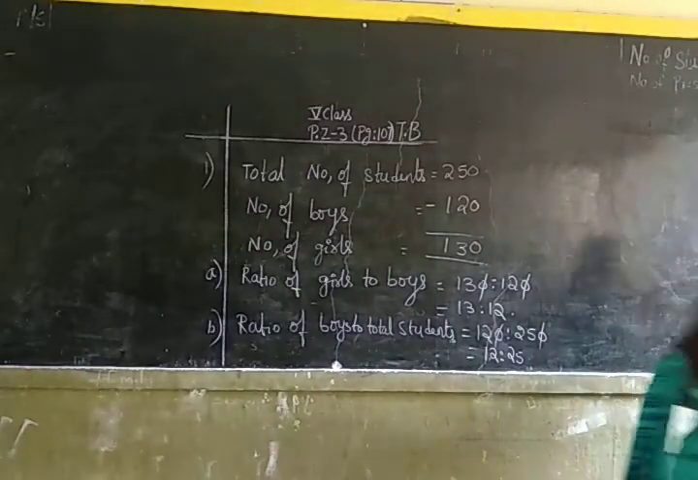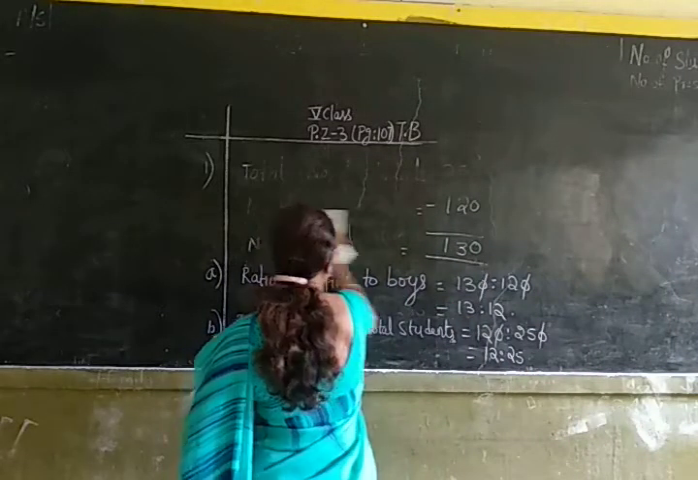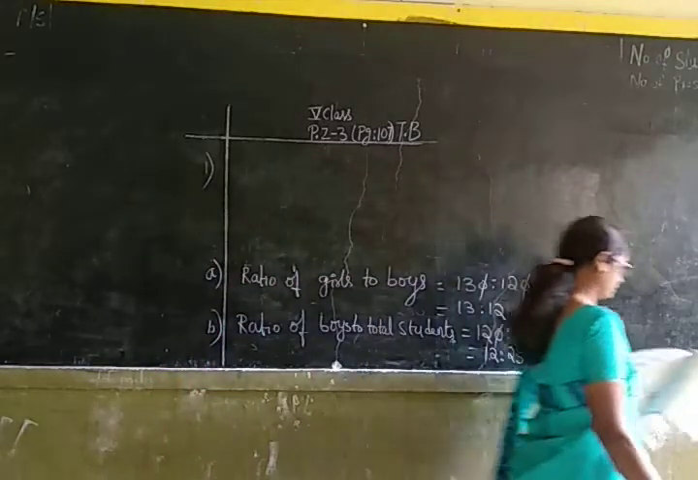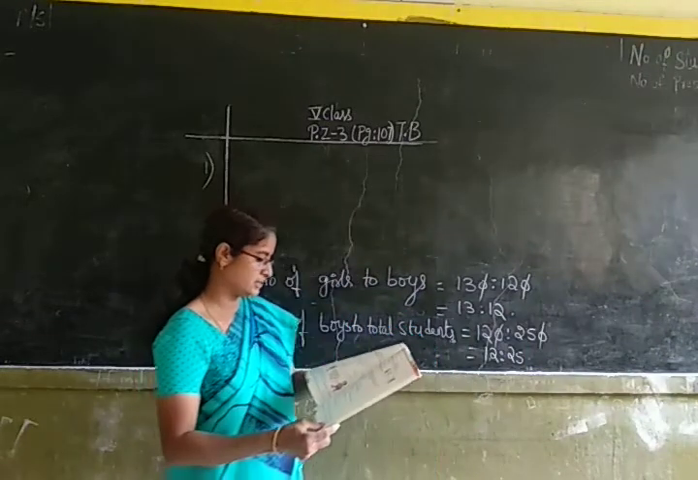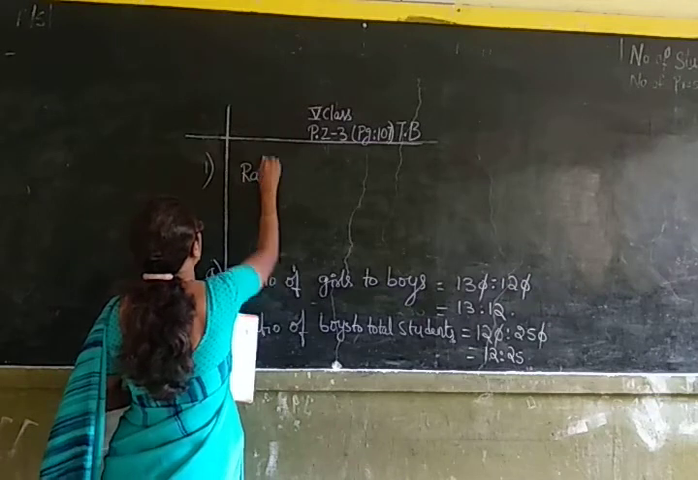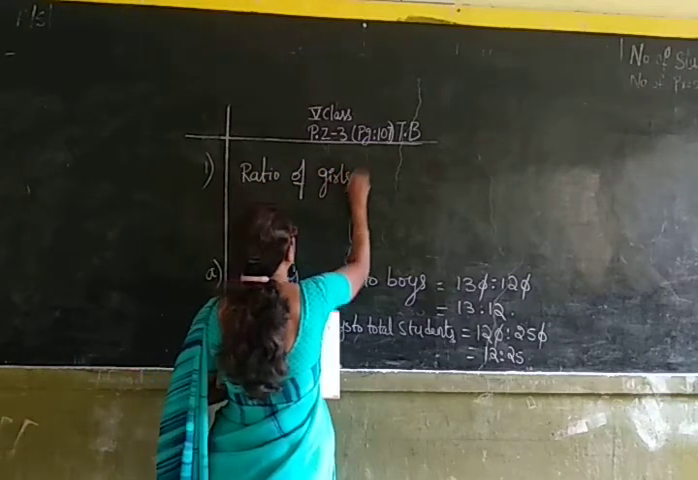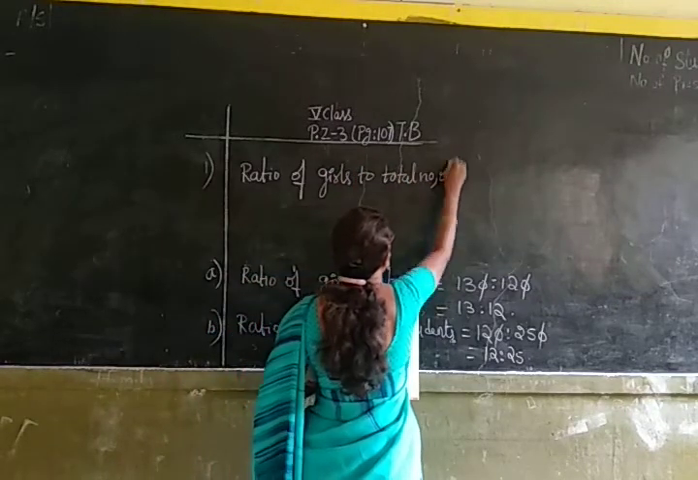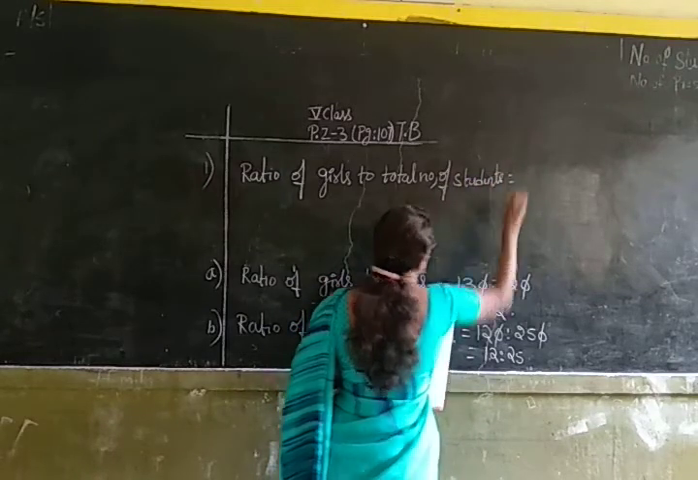Now let us do the C question. Okay children? What is the C question? We have to find the ratio of the number of girls to the total number of students. Ratio of girls to total number of students.